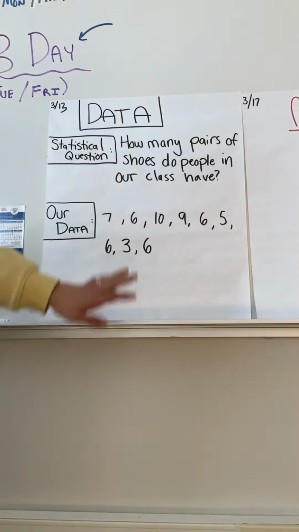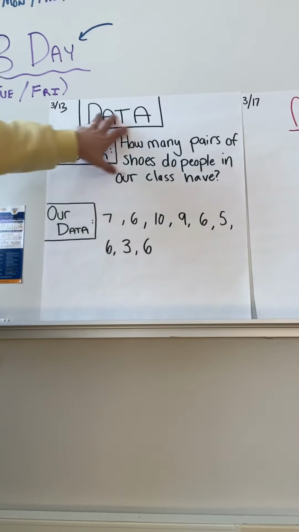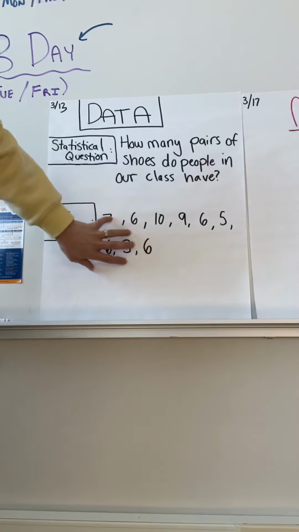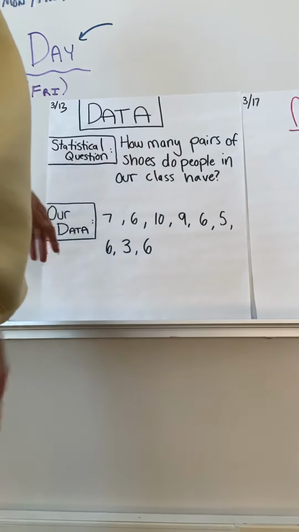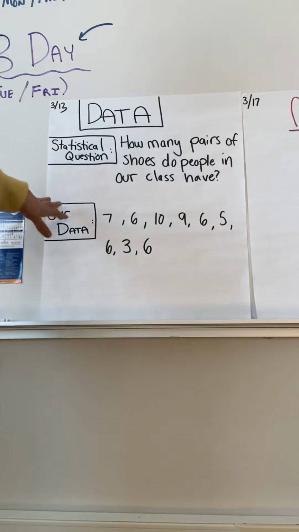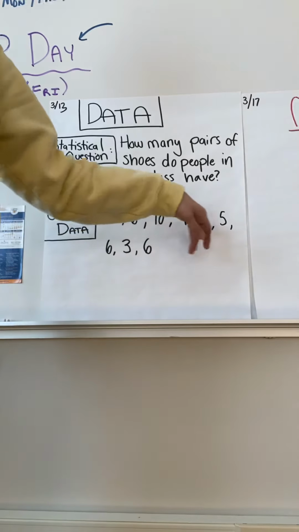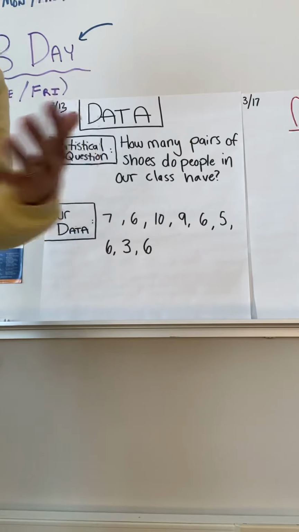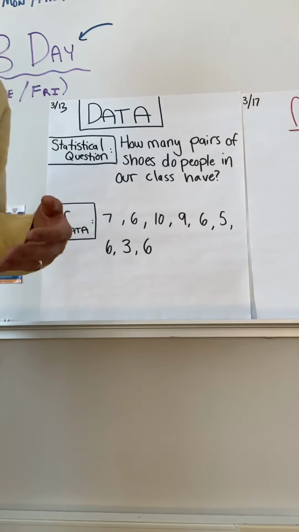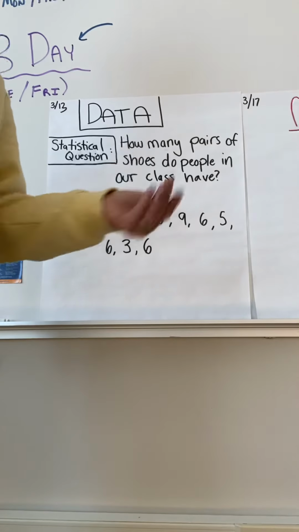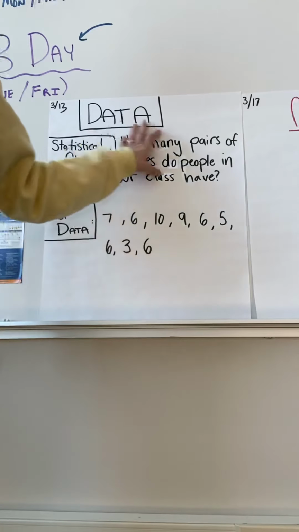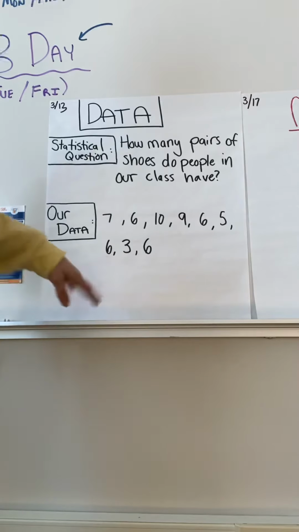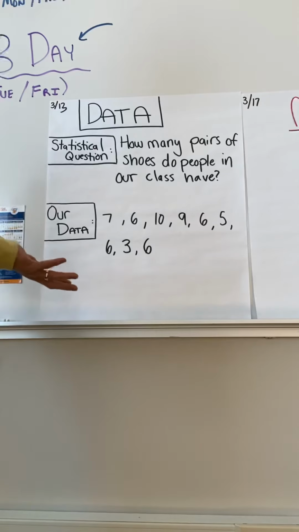Rock on. So this is some data that I collected with Math Enrichment. Our statistical question was, how many pairs of shoes do people in our class have? And our data points, we got somebody had 7, 6, 10, 9, 6, 5, 6, 3, 6. So that's the data that we're actually going to work with to find these different summary statistics. I'll post this as an image in Google Classroom as well.